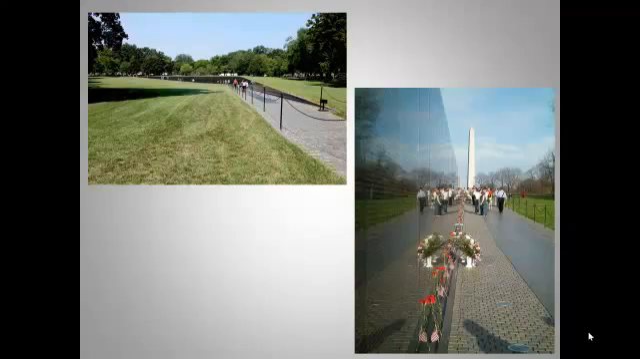Where is the memorial located, and why is that specific location significant? How was the design chosen? What was the response to the original design, and how did the committee modify the plans for this memorial?